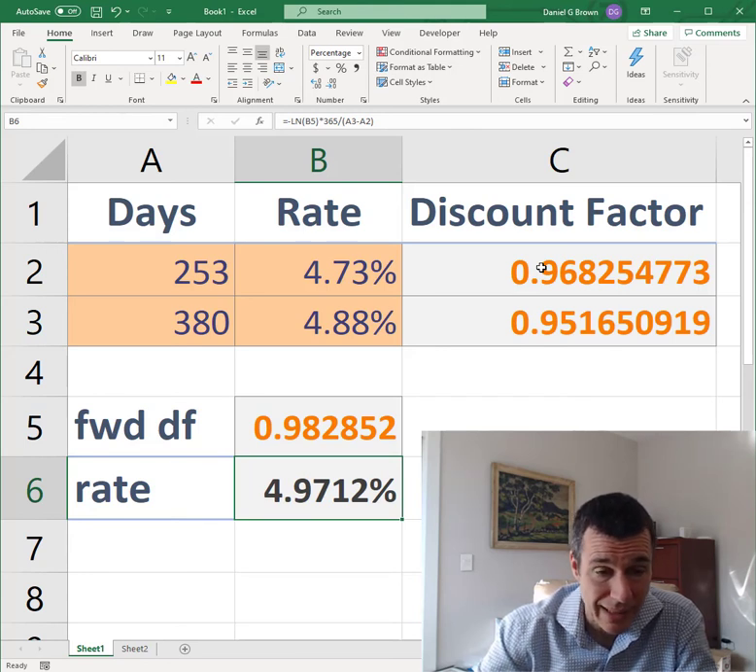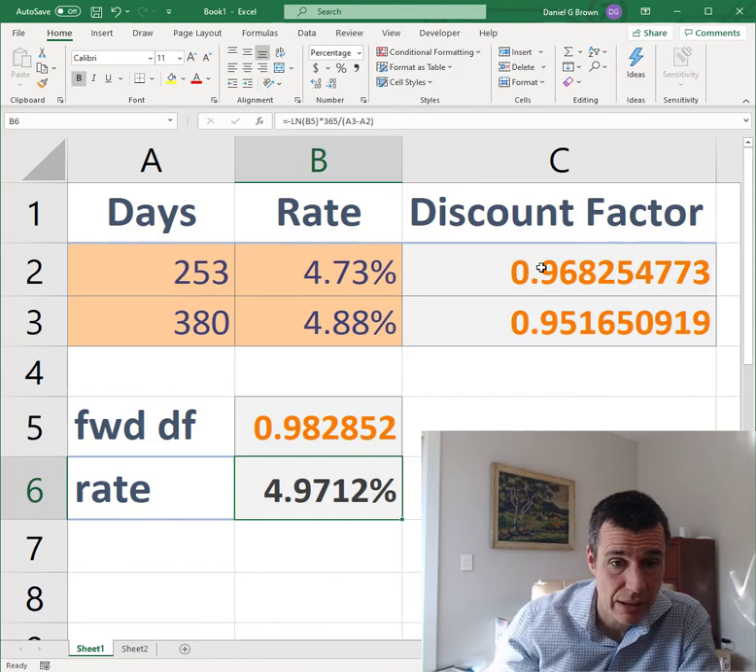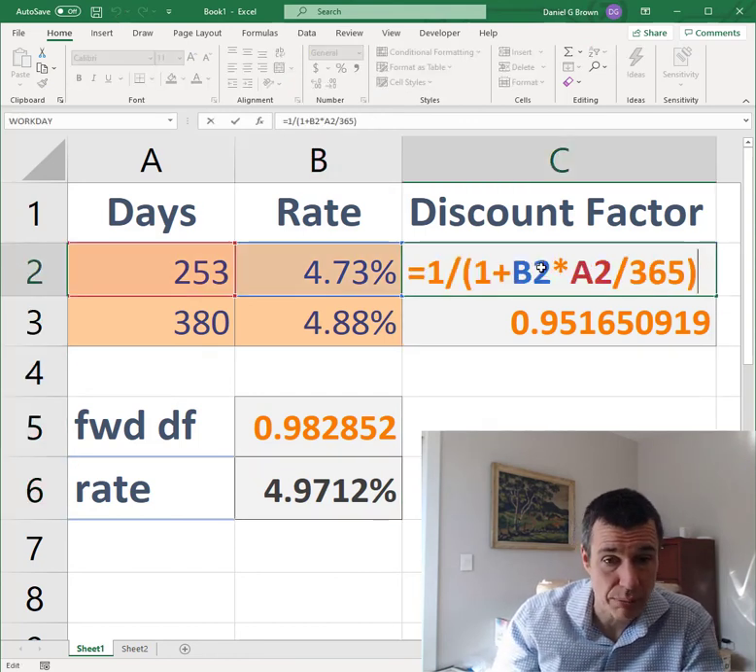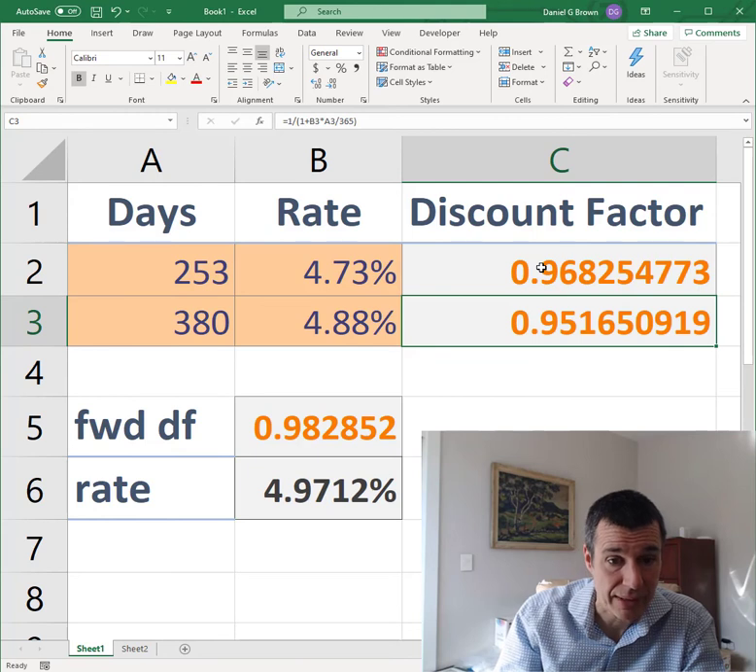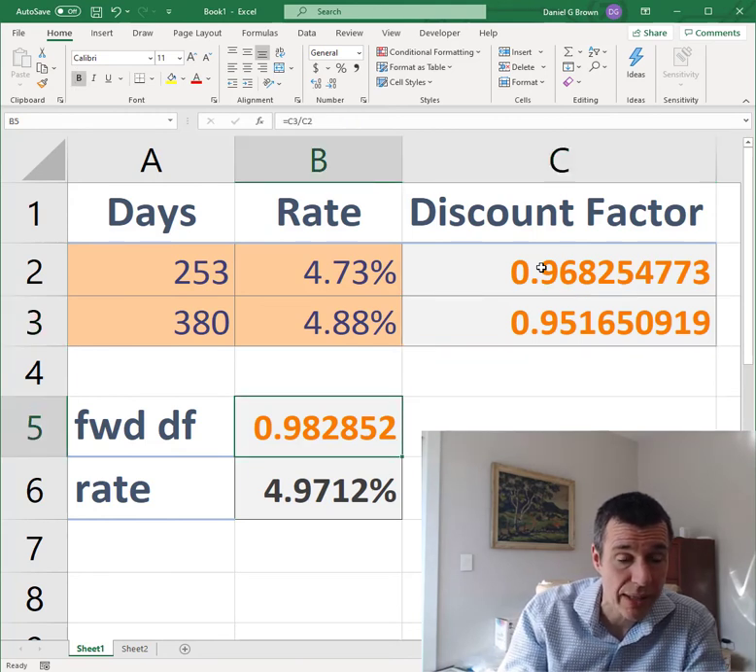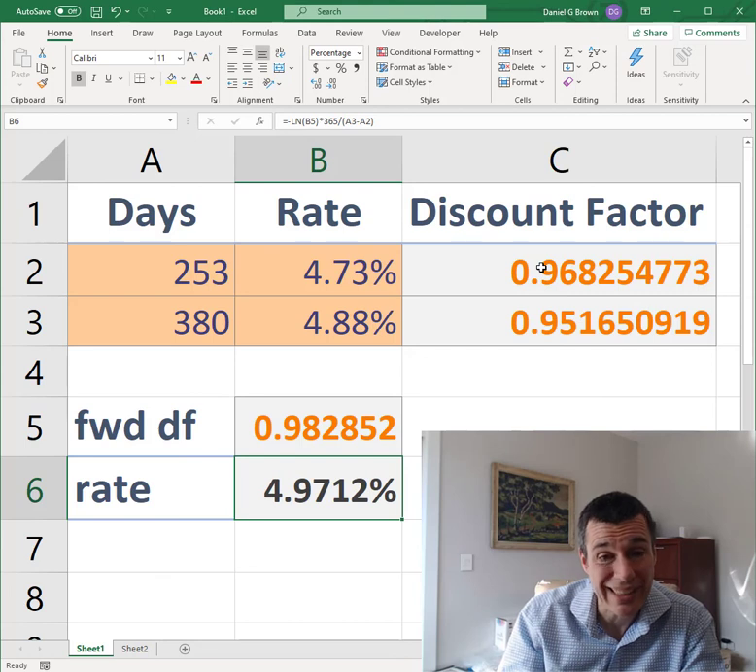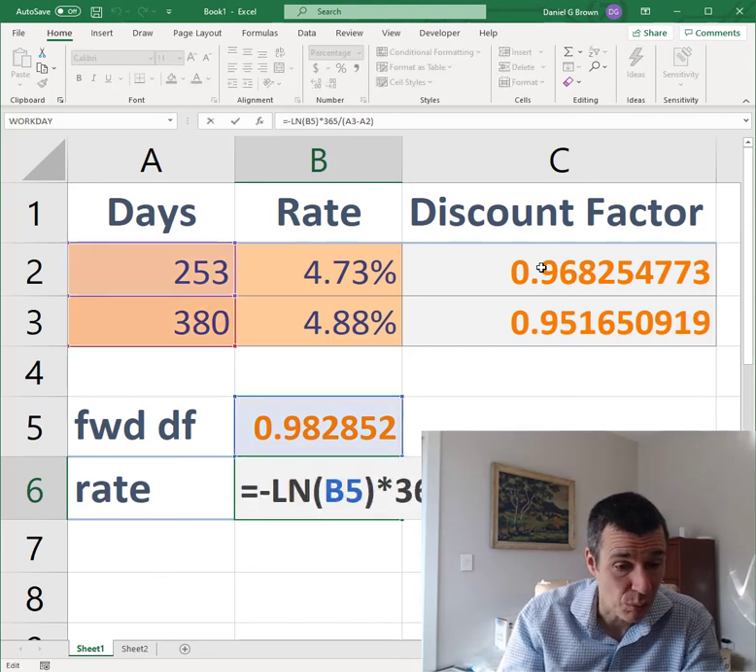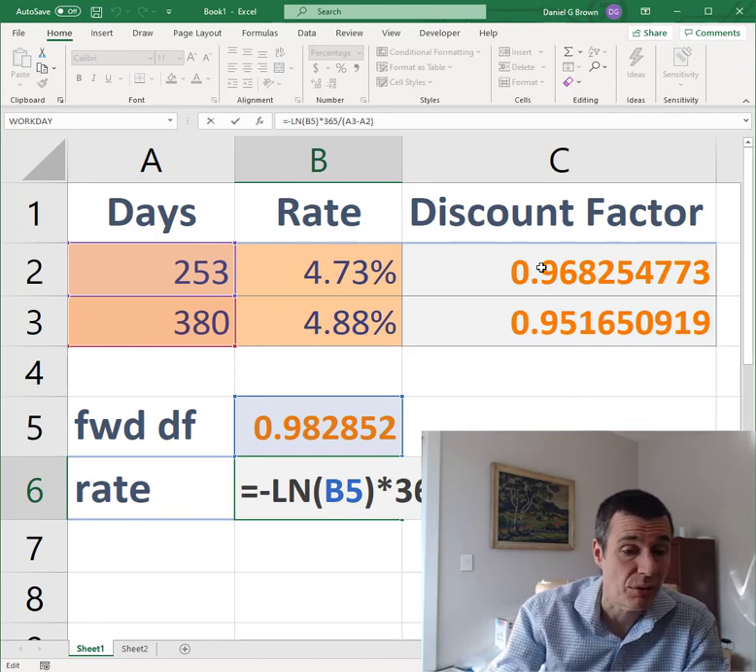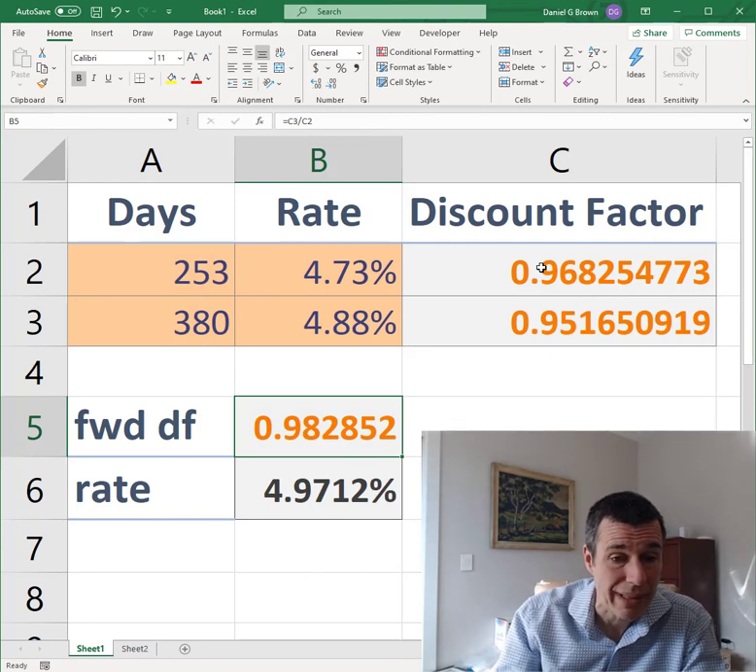Our process was take the given rates, calculate discount factors, 1 divided by 1 plus the rate times the number of days divided by 365. Calculate 2 discount factors, take their ratio, longer dated discount factor divided by shorter dated discount factor, invert the discount factor formula to get back a rate. In this case, we want a continuously compounded rate, so we're using e to the minus RT. That gives us the rate is negative natural log of the discount factor times 365 divided by the number of days, which in our case is 380 minus 253, giving us a rate of 4.9712.